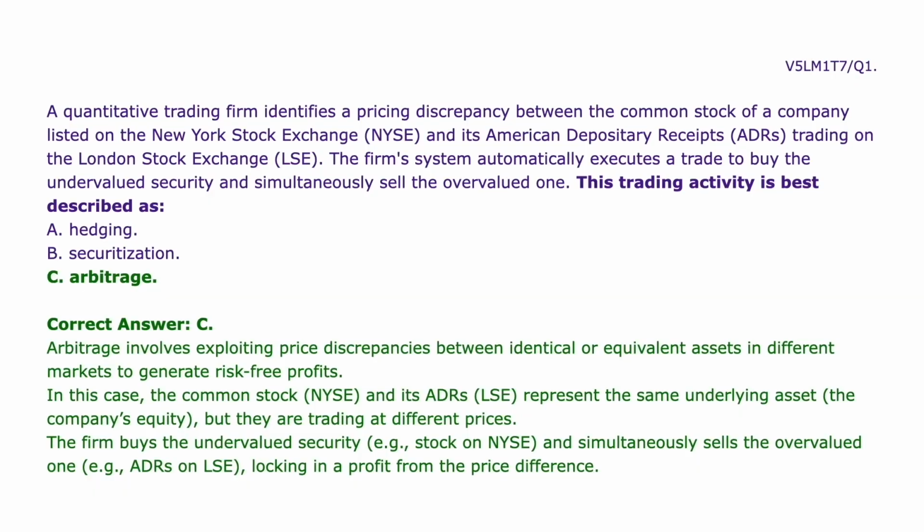NYSE stock and LSE ADR represent the same underlying economic claim on the company. They should trade at equivalent prices. A pricing discrepancy, plus simultaneously buying the undervalued and selling the overvalued, is the definition of arbitrage. The goal is riskless profit from convergence, not risk reduction. That is hedging, or asset transformation. That is securitization.